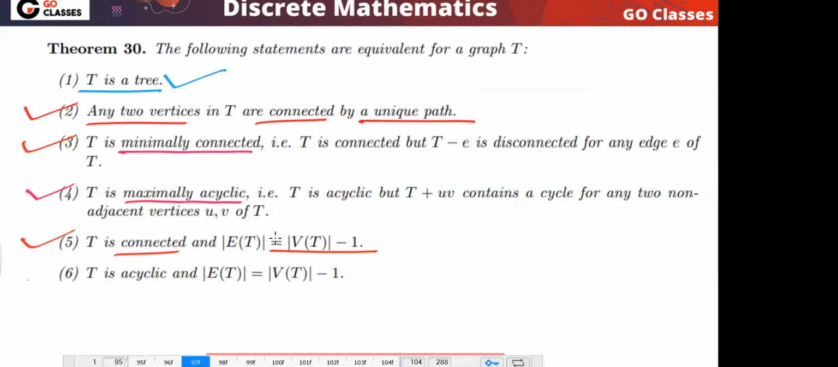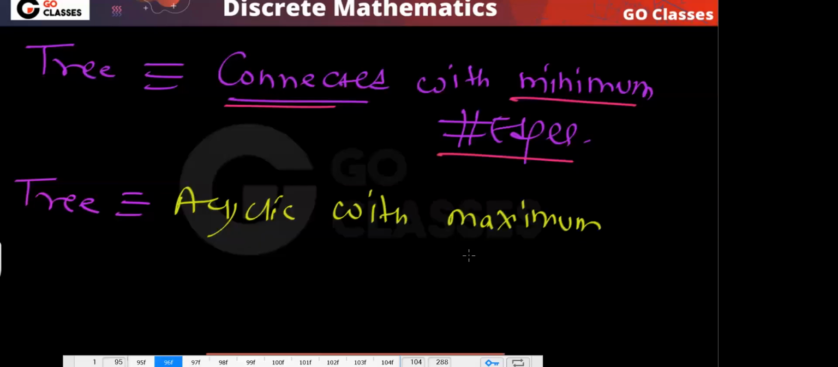Okay, is this clear? This we have already seen, maximally acyclic. Tree is maximally acyclic. Tree is acyclic with maximum number of edges.